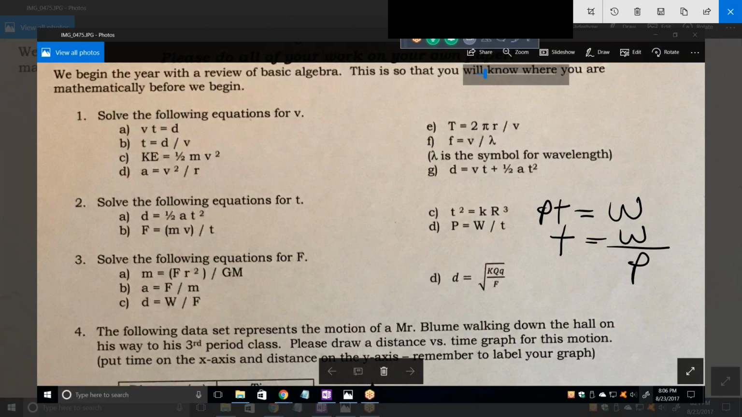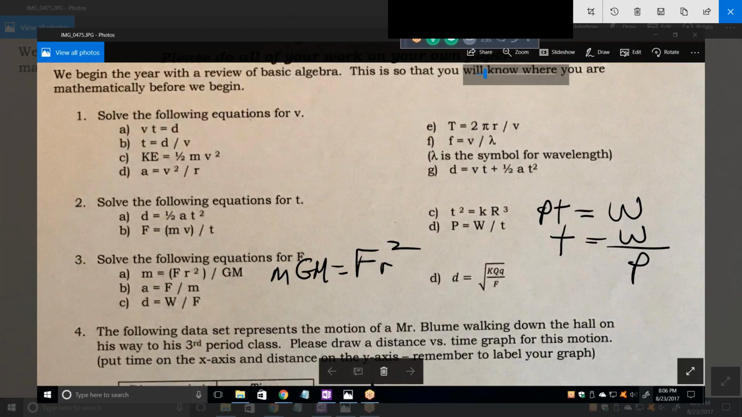All right, let's look at 3a. So it's G. F. F is already in the numerator. Yep. So to get F by itself, we could multiply GM on both sides. Okay, good. MGM equals FR squared. Yep. Now what? Divide by F. Well, no. We're trying to solve for F. You want to get rid of everything that's with F. Yeah. So what's with F?